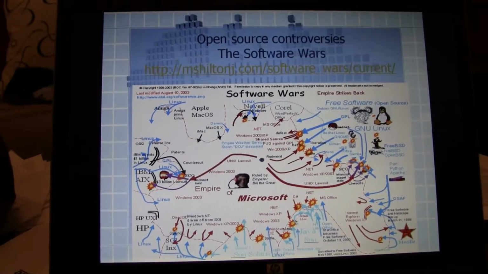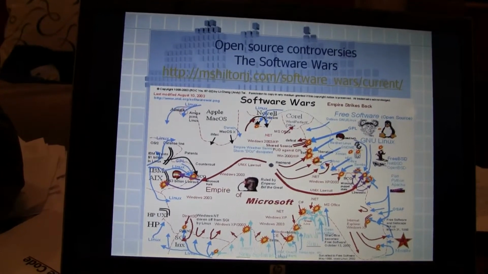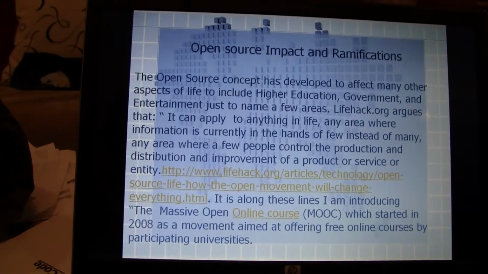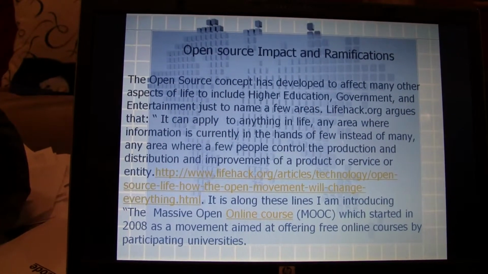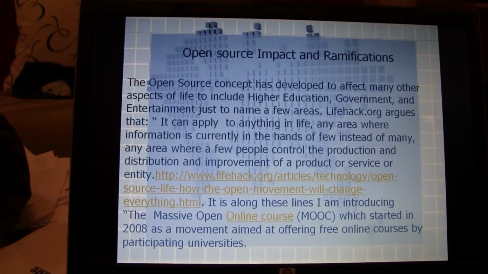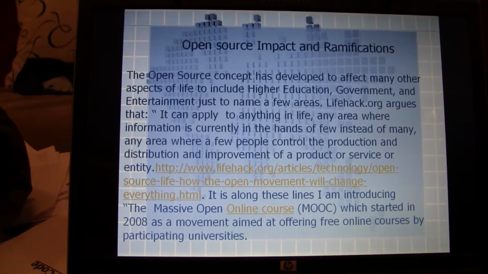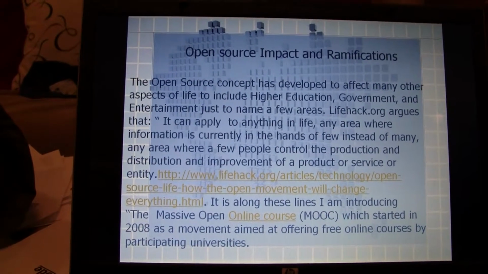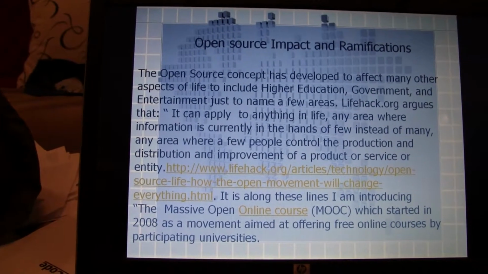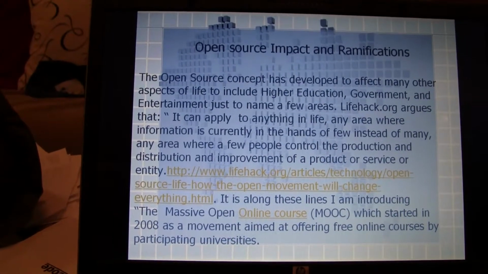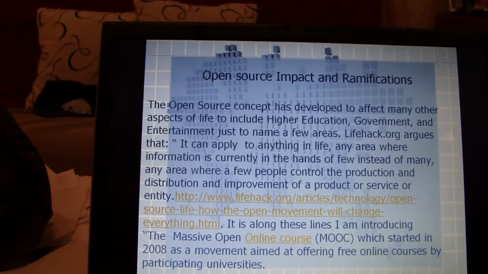Now, speaking of opportunities, the open source movement has had ramifications on other aspects of life as a movement to help those who are the weakest among us. For instance, lifehack.org argues that the movement, the idea, the philosophy of open source can apply to anything in life, any area where information is currently in the hands of a few instead of many.